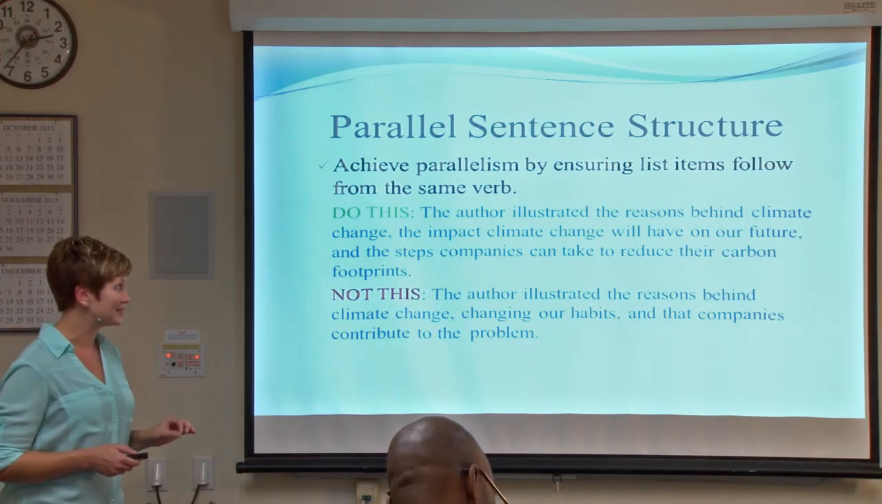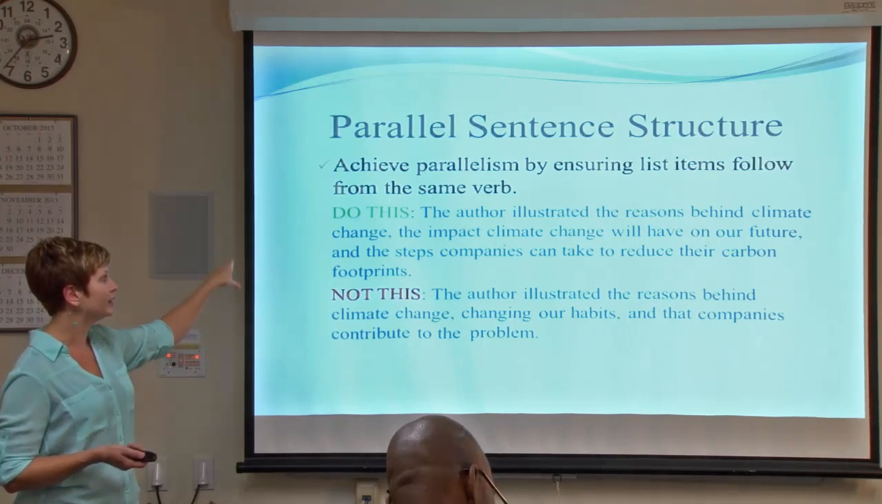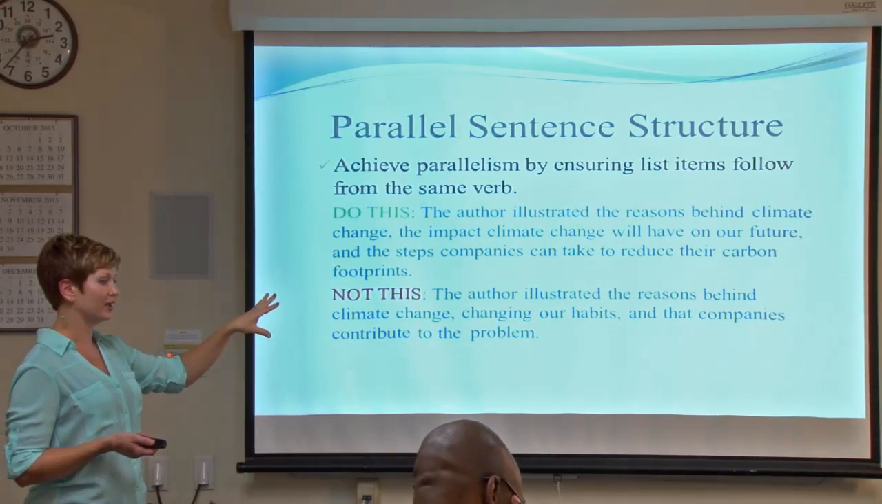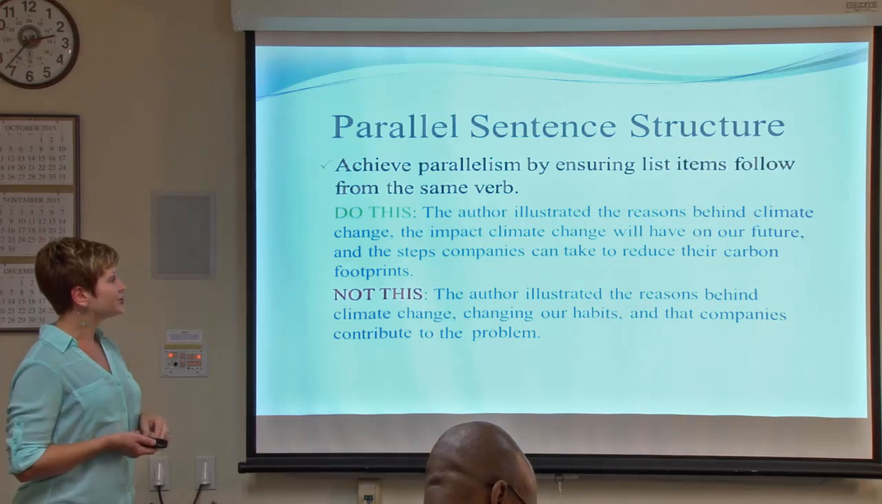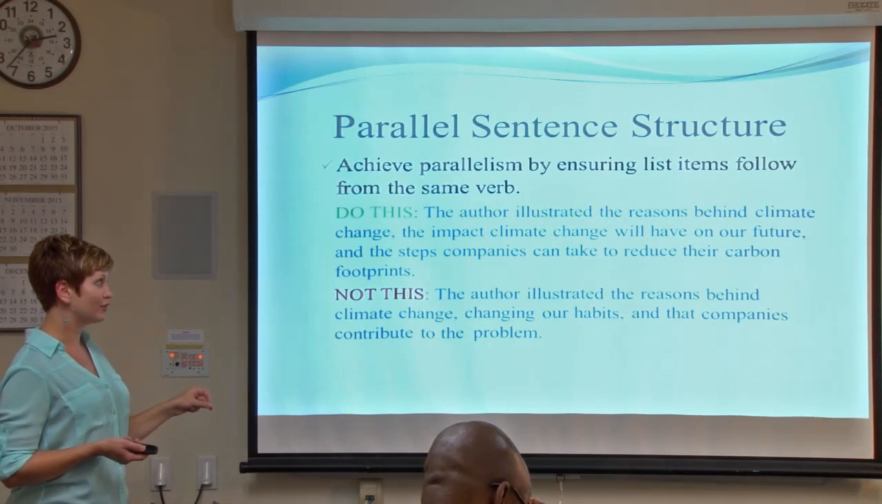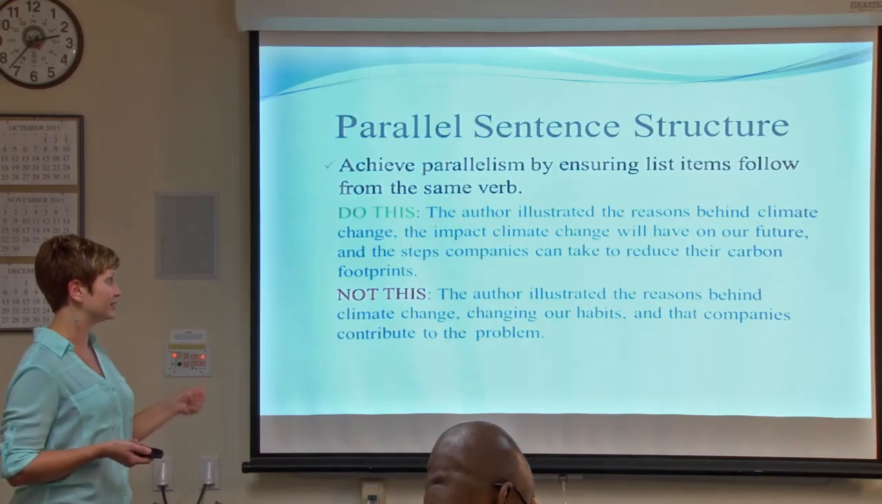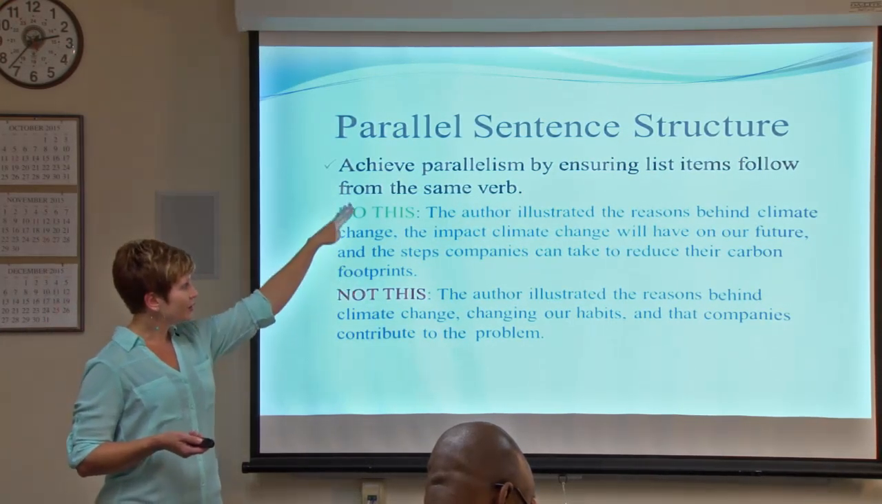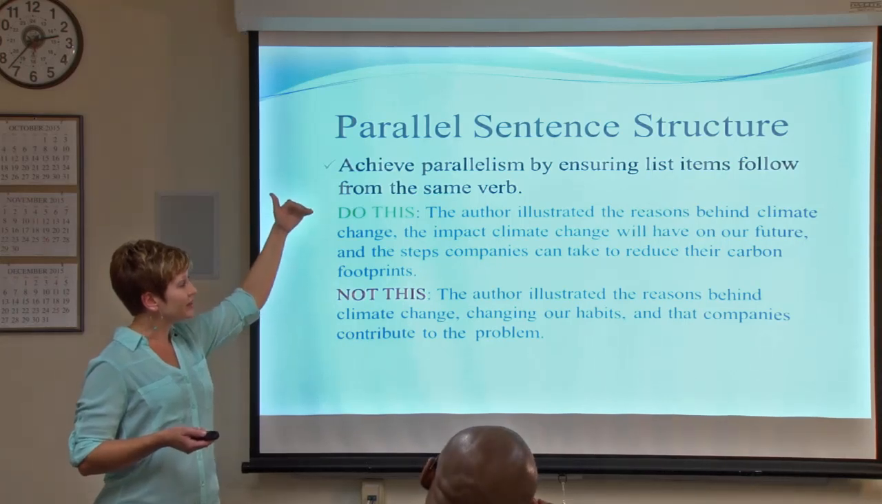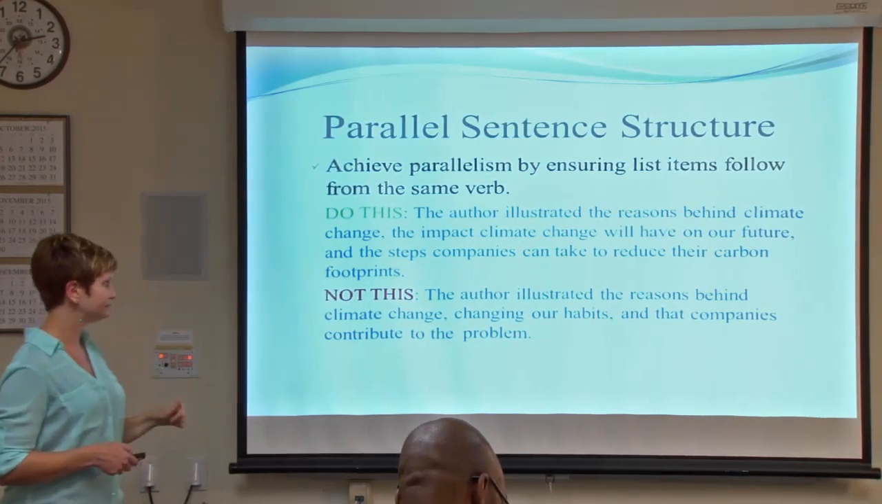Achieve parallelism by ensuring list items follow the same verb. This is the same thing as the last one, but it's a little bit different. An example. The author illustrated the reasons behind climate change, the impact climate change will have on our future, and the steps companies can take to reducing their carbon footprints. You can see we have all of the objects of the sentence as the list items.